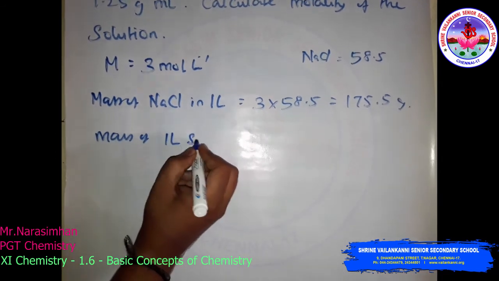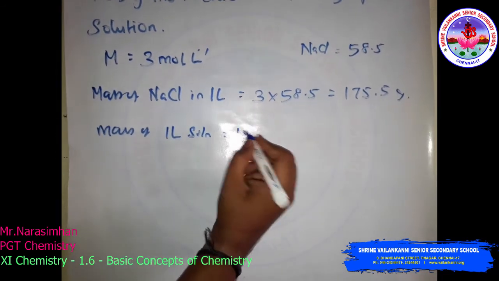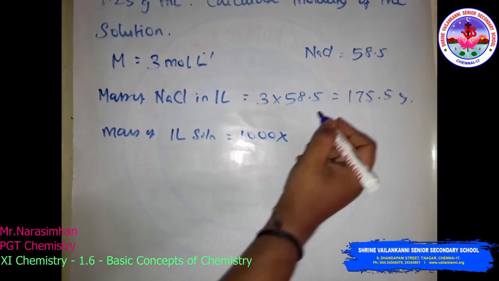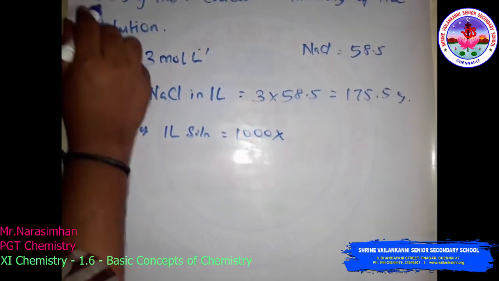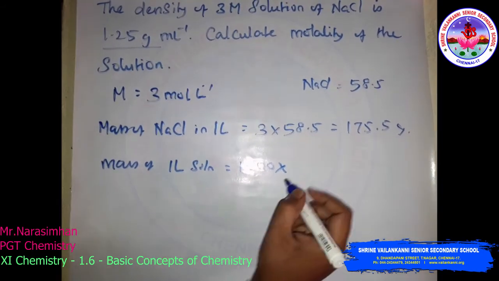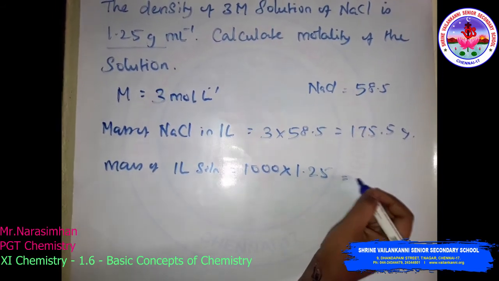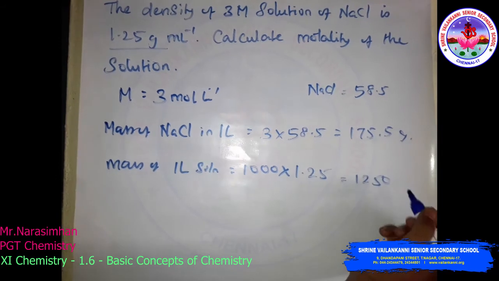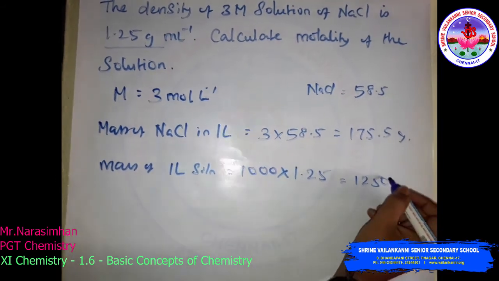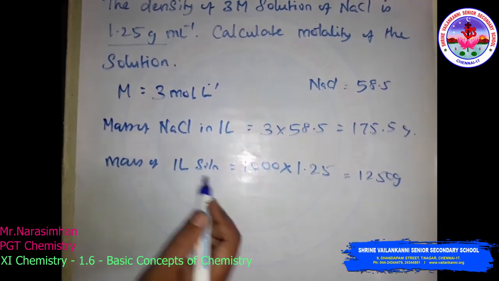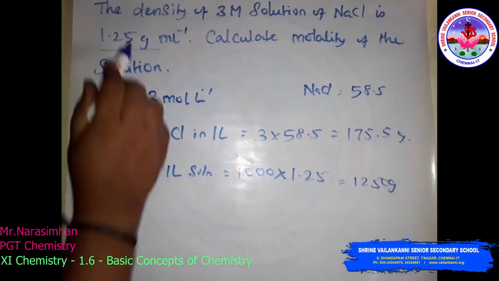So mass of 1 liter solution, that means 1000 ml. You have to multiply with 1000 into that. The given is 1.25 gram, that's the density. So it will become 1250 gram. So here the density is 1.25 gram per milliliter. Okay.